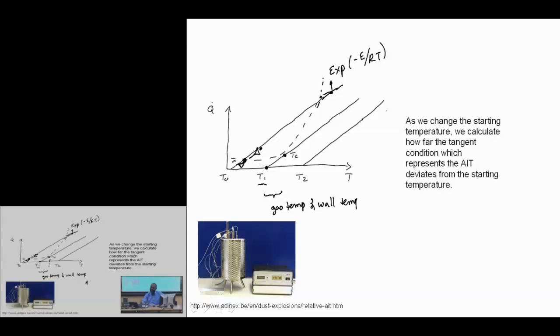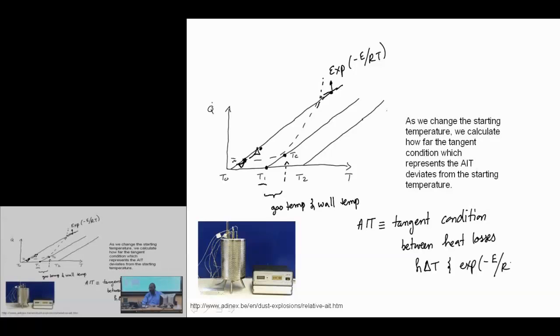So you can assume that this AIT is the tangent condition between the heat losses, which again are H delta T, and this exponential of minus E on RT. Okay, as I said, it's a more theoretical question. Here is the type of instrumentation people will use for determining the autoignition temperature.